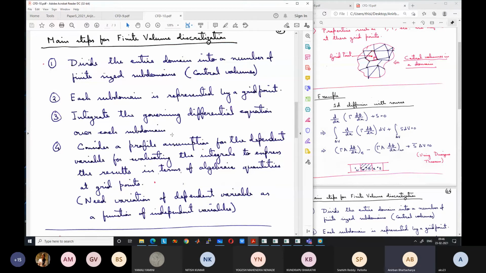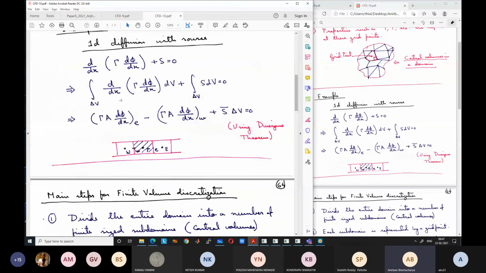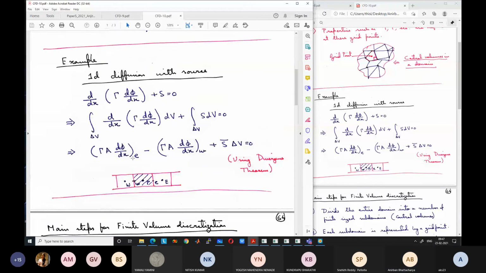Then there is another step which will become clear in the next few classes. So after the integration, we have come to a form like this. The next step will involve finding the value of d phi dx at the east point and d phi dx at the west point. Finding the value of d phi dx at the east interface and at the west interface, this small e and small w. To find that, you cannot directly find it because you only know the values at P, capital E and capital W. We do not know the value at small e and small w.